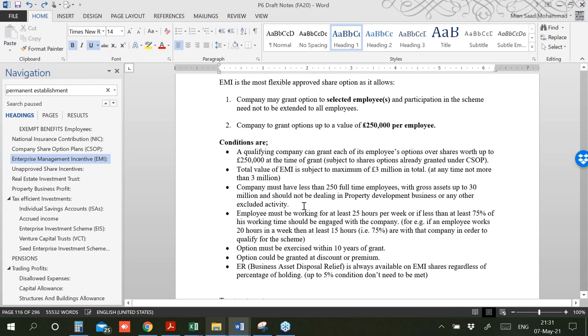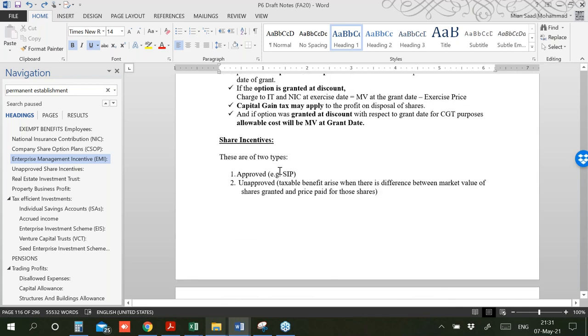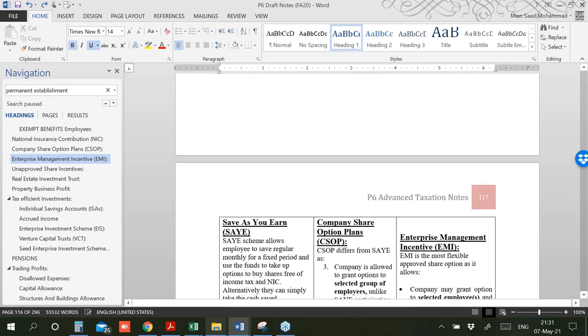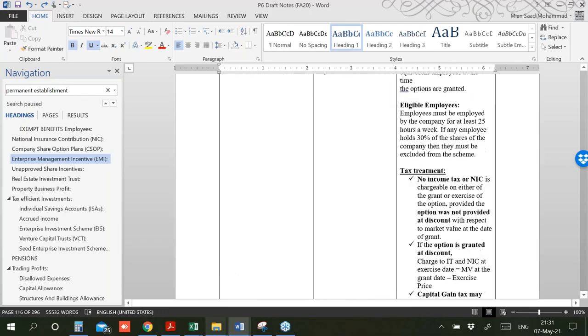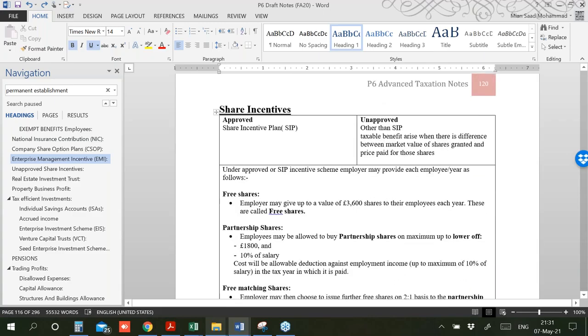And what is SIP? SIP is a share incentive plan, an approved share incentive plan by HMRC. What happens in SIP? The company provides you free of cost shares, and you can submit some amount of your salary to the company to buy a few shares more. The free shares that a company can grant you can be maximum up to 3600 of value to each employee each year. The employees can buy further shares, but that depends upon their limit. Maximum of either 1800 or 10% of their salary.